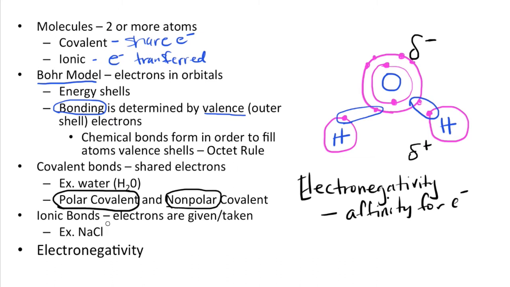Let's move on to ionic bonds. In an ionic bond, you actually have an electron or electrons that are given from one atom and taken by another atom. So there's no sharing going on here. We have a complete transfer. And when that happens, what is formed are ions. So we have a cation, which, just think, the T looks like a plus sign, so that makes it the positive ion. And we have anions, which are the negatively charged ion.